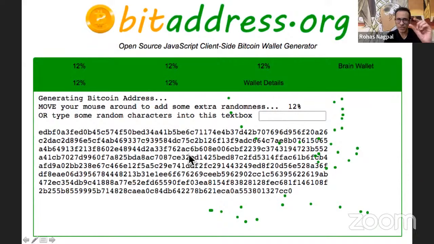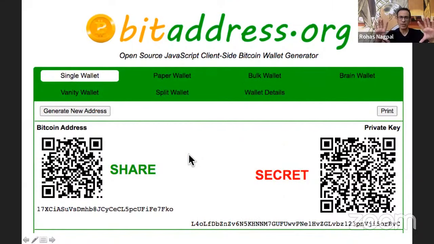When it reaches 100%, it will say, okay, done. I have created a new wallet for you. It says, this is your address, share it with the world. This is your secret key. So don't share it with anybody. Keep it for yourself only.